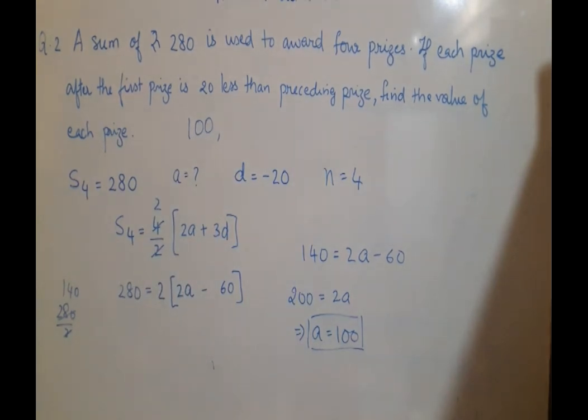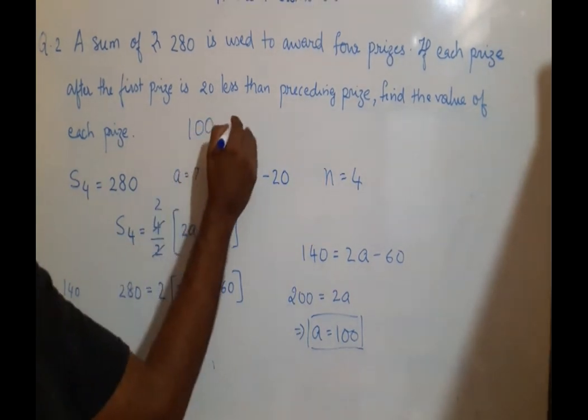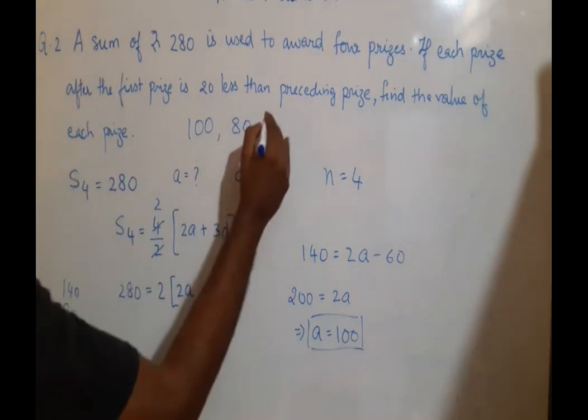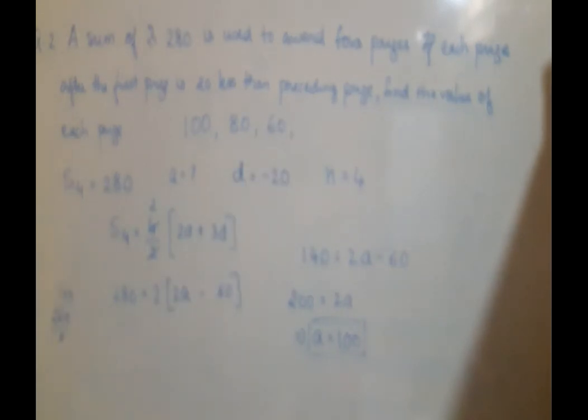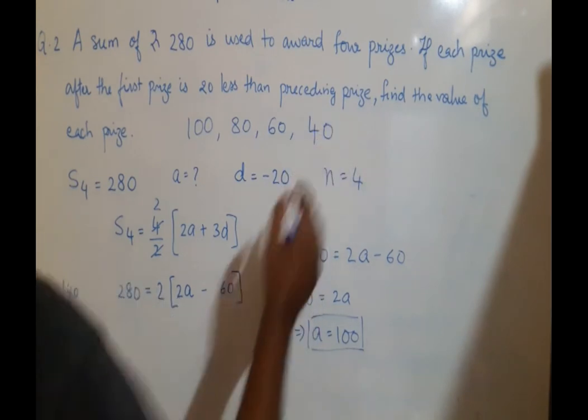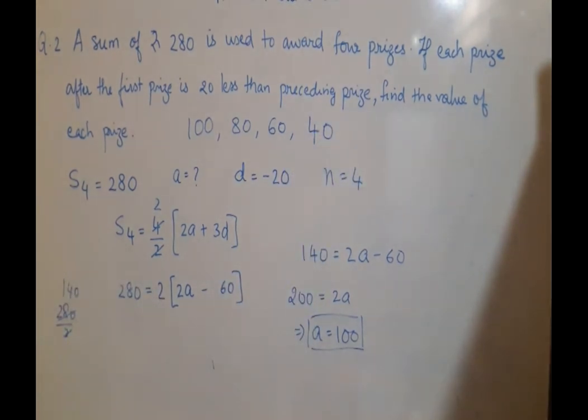The second prize is 20 less than 100. So 100 minus 20 will give us 80. The third prize is 20 less than 80, which will give us 60. And the fourth prize is 20 rupees less than 60, which gives us 40. So these are the 4 prizes. You can verify by adding all the 4 and see if the total comes to 280. So 40 plus 60 plus 80 plus 100 gives us 280. So in this way we distribute rupees 280 into 4 prizes whose value is 20 rupees less than the previous prize.